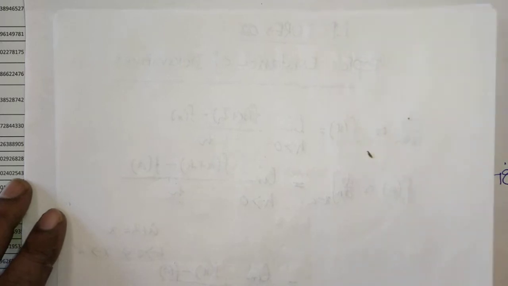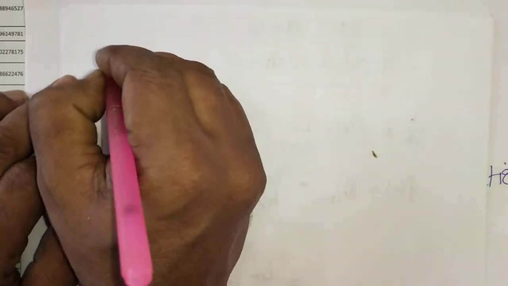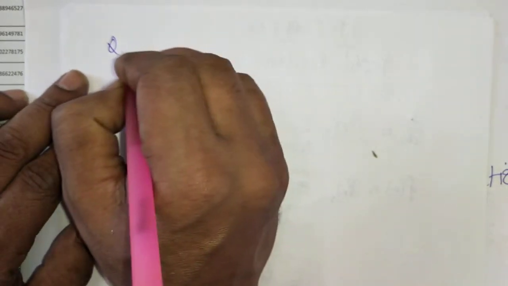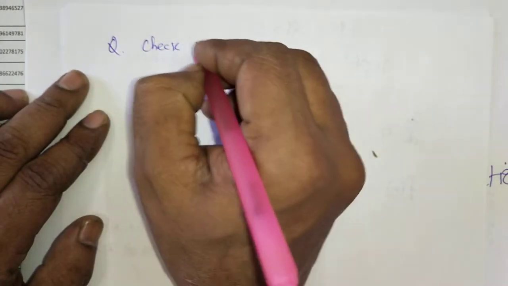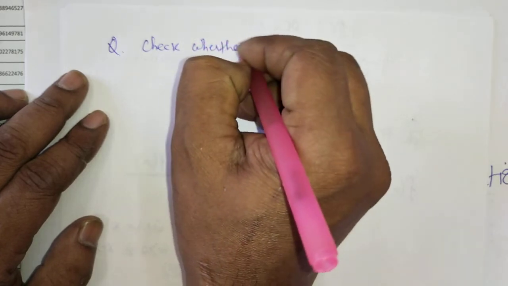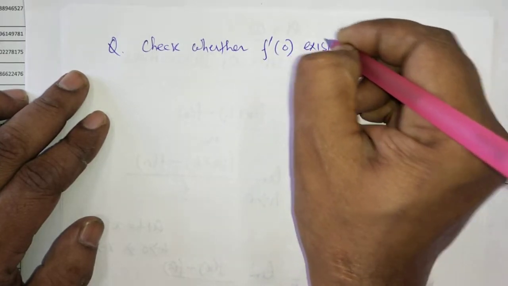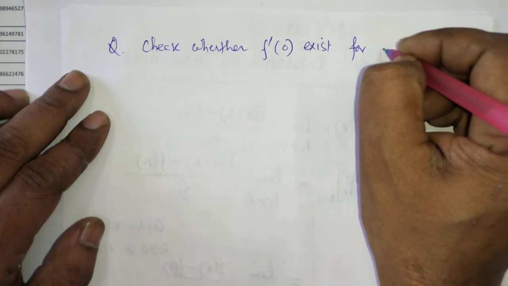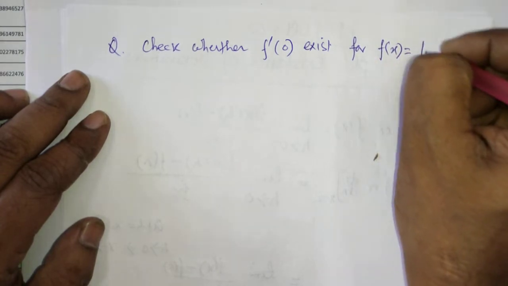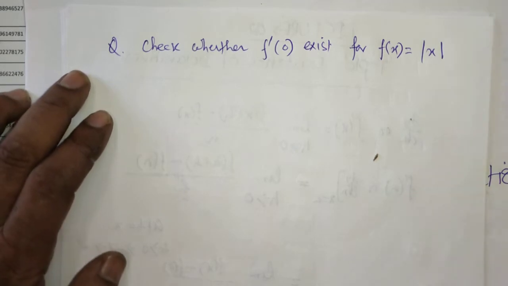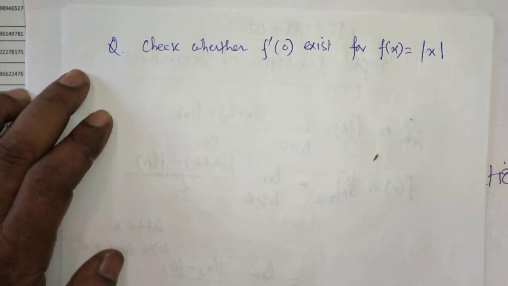So let us take a question. First question is, check whether f dash 0 exists for f(x) equal to modulus x. Your function is the modulus function. That means you are going to check whether the modulus function is differentiable at x equal to 0 or not. That means at x equal to 0 you are going to check whether a unique tangent exists or not.